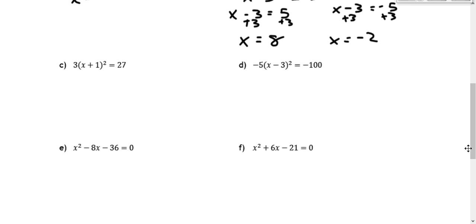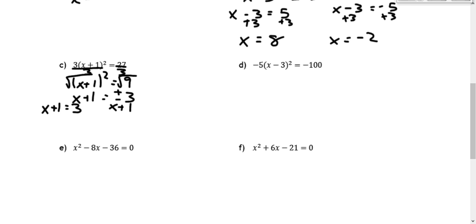If we do the same thing here, first thing you have to do is divide by 3 to both sides. So x plus 1 squared is equal to 9. Square root, x plus 1 is equal to plus or minus 3. So x plus 1 is equal to 3, x plus 1 is equal to negative 3, x is equal to 2, or x is equal to negative 4.